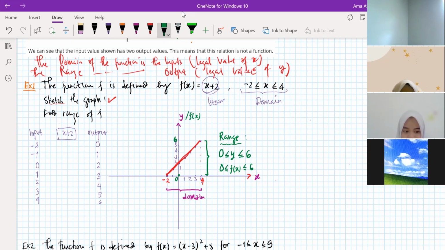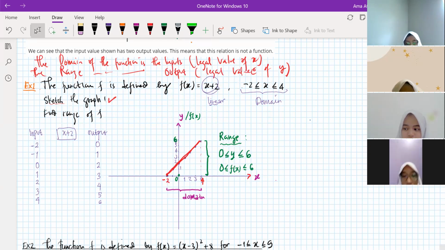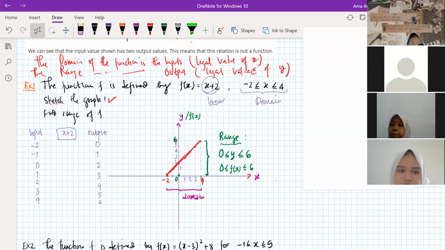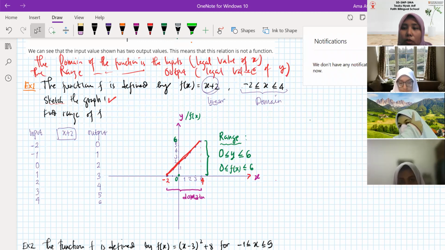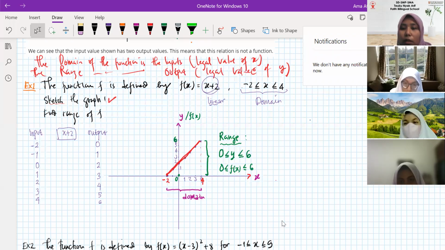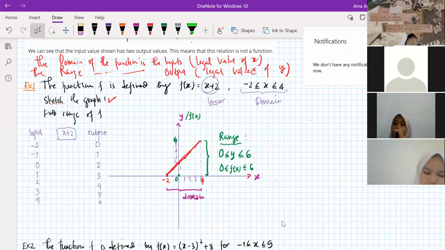Are you okay with this? Can we move on? Can we continue? Give me your thumbs up if we can move on. Okay, only one student gave me a thumbs up. There is a thumbs up in Zoom. Two students. Okay, good. More students.